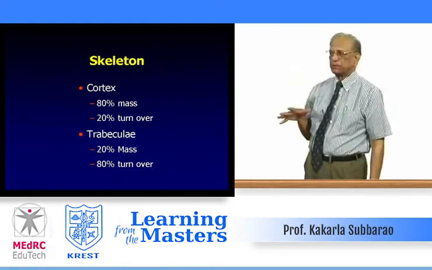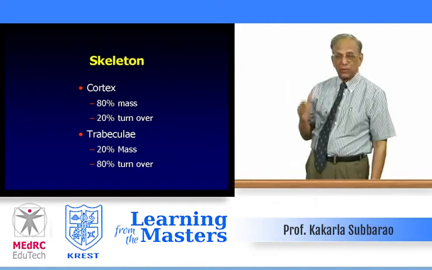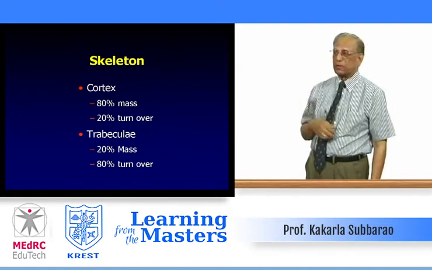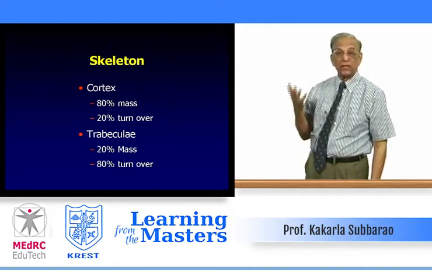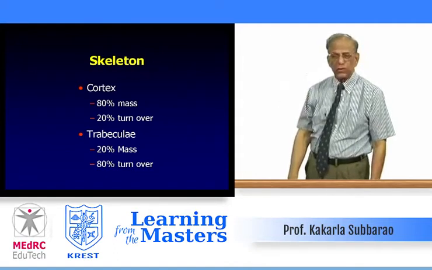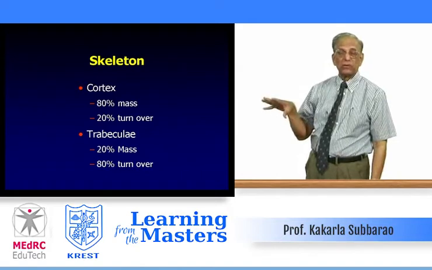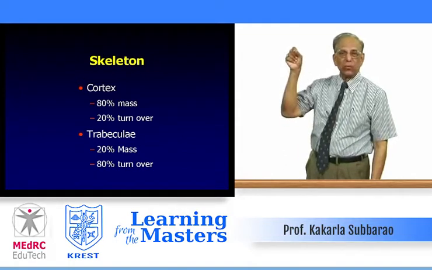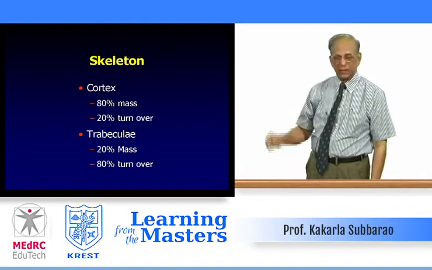In the skeleton, 80% of the bone mass is cortex, and the turnover of the cortical bone is only 20%. Whereas the trabeculae constitute only 20% of the mass, but the turnover of the bone is 80%. So each is important in its own way. Particularly in osteoporosis, because the spongiosal turnover is 80%, the bone trabeculae are resorbed and the cortex remains intact. That's why you get a white pencil line drawing of the cortex and lucency in the center.